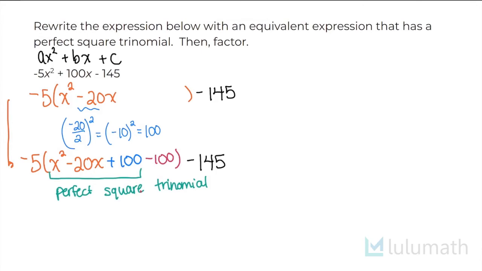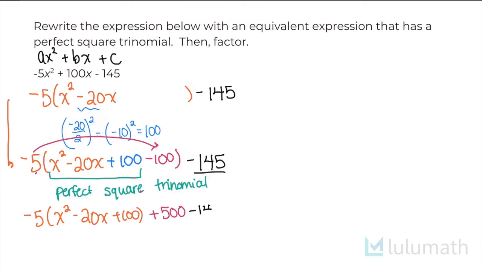So I will keep this negative 5, and in my brackets, I only want my perfect square trinomial. So I need to get rid of this number in the brackets here, but because there's a negative 5 here, it's getting multiplied through to the 100, but that's okay because I'm keeping the 100 in my bracket. And it's also getting multiplied through to this negative 100. So negative 5 multiplied by negative 100 is positive 500. And then I will subtract 145.